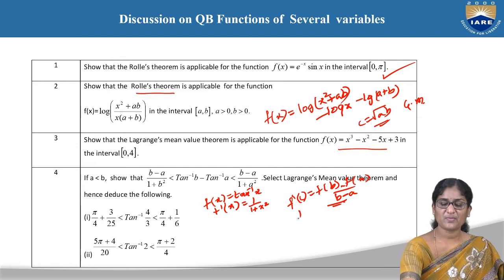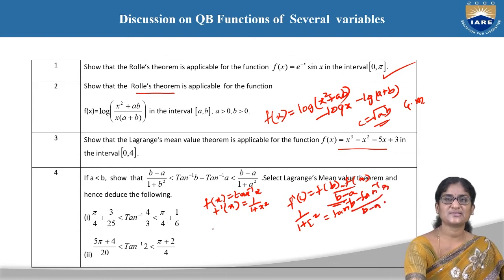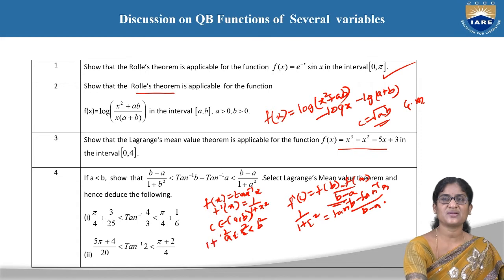So this is the f dash of c. Here 1 by 1 plus c square, in place of x we are putting c. And f of b minus f of a, that is tan inverse b minus tan inverse a, divided by b minus a. Keep this aside. Since c belongs to the open interval a comma b, a is less than c is less than b, so a square is less than c square is less than b square, and 1 plus a square is less than 1 plus c square is less than 1 plus b square. Reversing it, 1 by 1 plus a square is greater than 1 by 1 plus c square, which is greater than 1 by 1 plus b square.